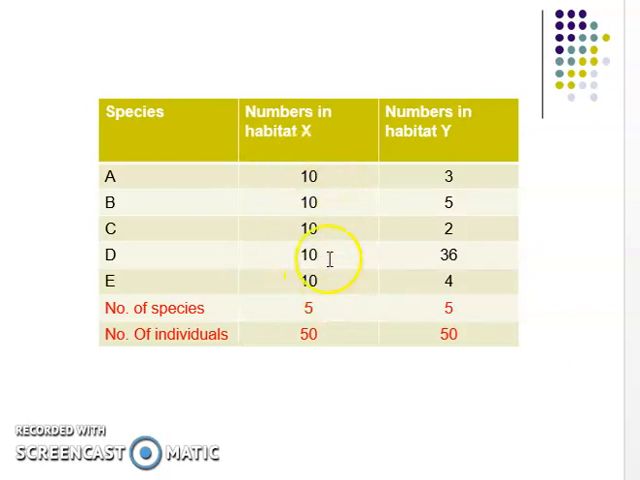No species dominating and nothing that's in low numbers, so it's not in peril. However, look at habitat Y. If you can see in habitat Y, species D absolutely dominates. There's loads of that particular species, and then there's hardly any of the other species. And therefore, this one will have a lower diversity index, okay? And this one's more in peril, Y compared to X.